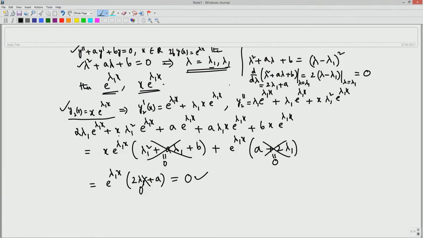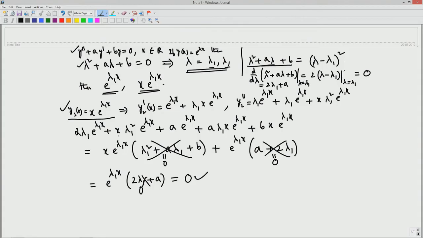Like that you can go on up to get x power k minus 1 into e power lambda 1 x. That is also a solution; you can show it just by putting it into the equation, because of the property that in the polynomial, if you have k roots, this will be (lambda minus lambda 1) power k. So if you differentiate up to k minus 1 times, it will be 0. That is what you are going to use.